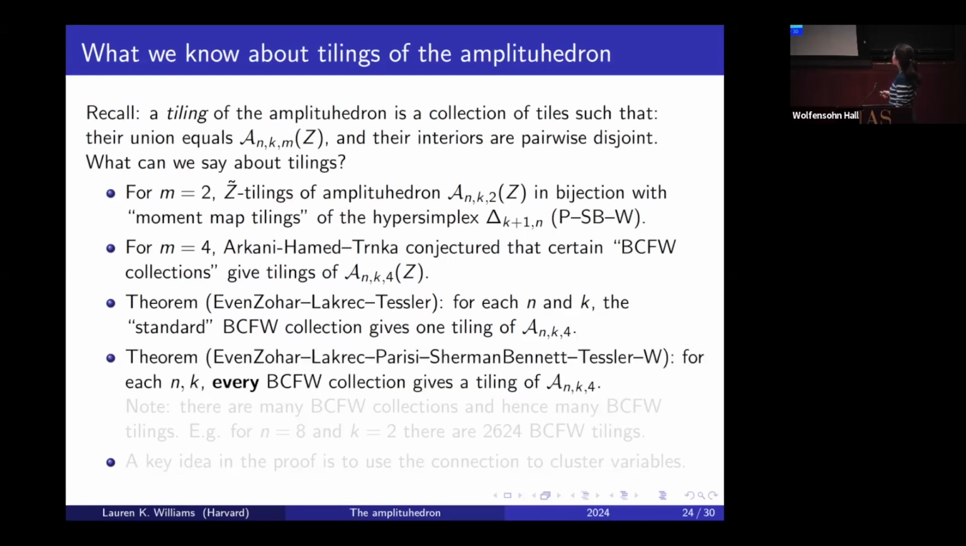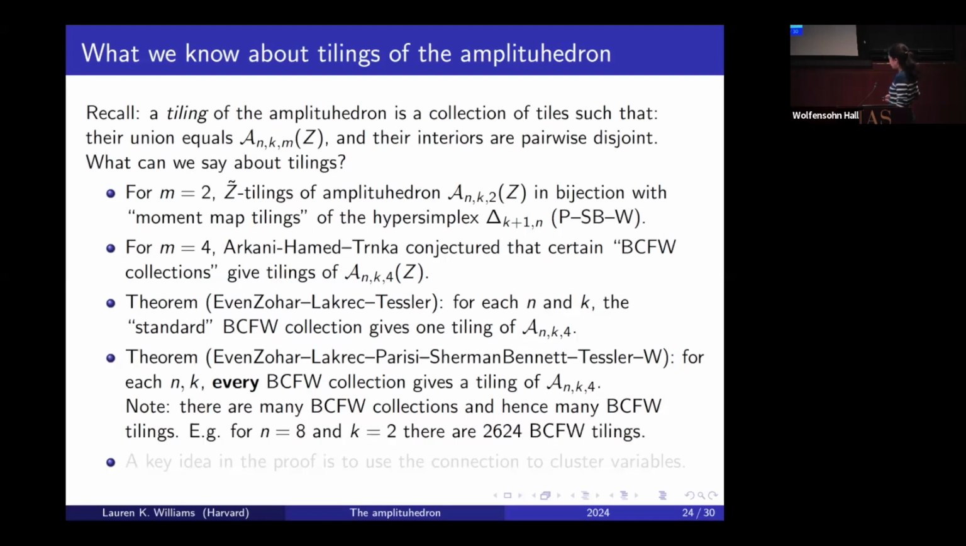And then in joint work with them, we showed that every way of running the BCFW recurrence, so every BCFW collection, gives a tiling of the amplituhedron. As was pointed out a moment ago, there's many of these BCFW collections, hence many BCFW tilings. Just to give an example, if n is 8 and k is 2, there are 2,624 BCFW tilings, and one of these is the standard one.